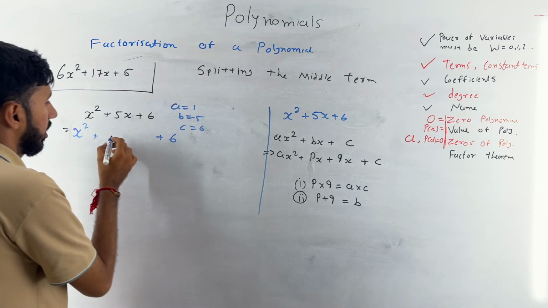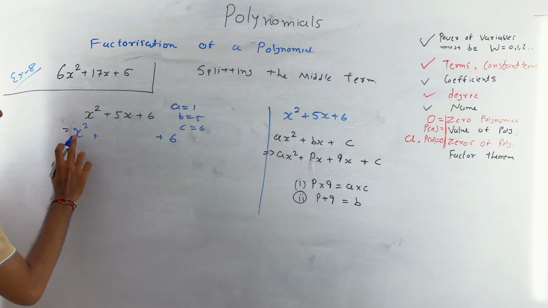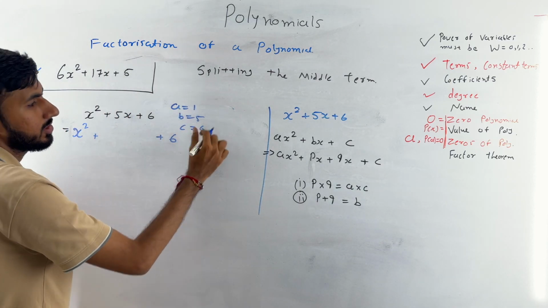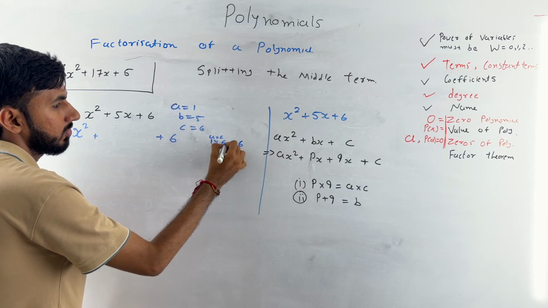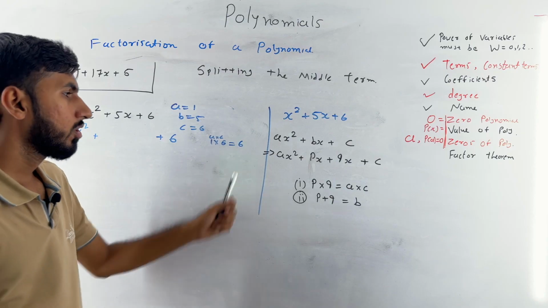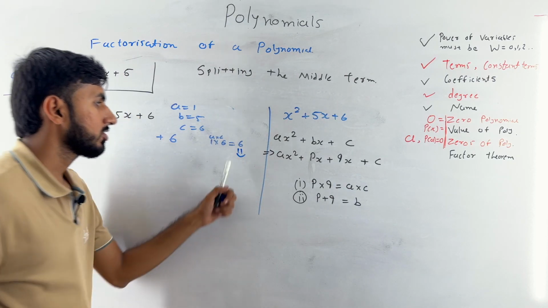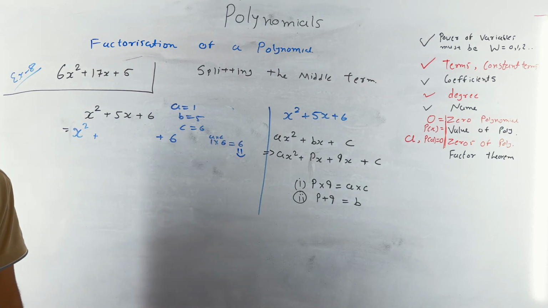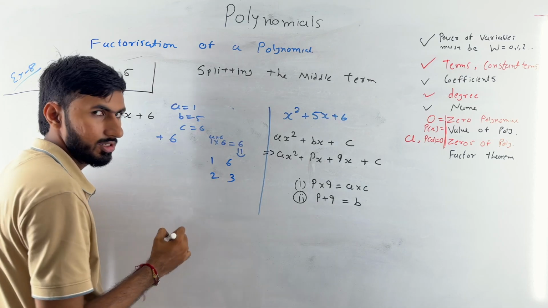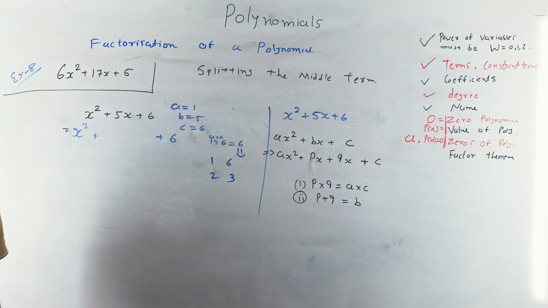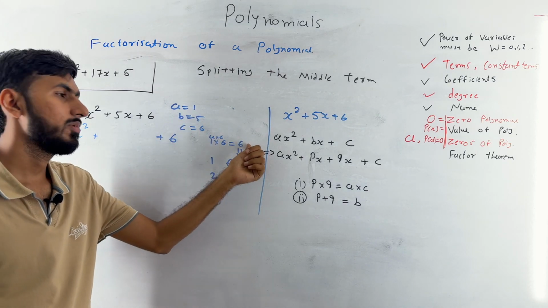Now for splitting the middle term, the multiplication will be equal to a multiply c. So if I do a multiply c, my answer will be 1 multiply 6, which is equal to 6. So I have no other way to find p and q. I just have to use the factors of 6, right? So the factors of 6 are 1 and 6, 2 and 3. So the first step is you have to find a multiply c, that will be 6.